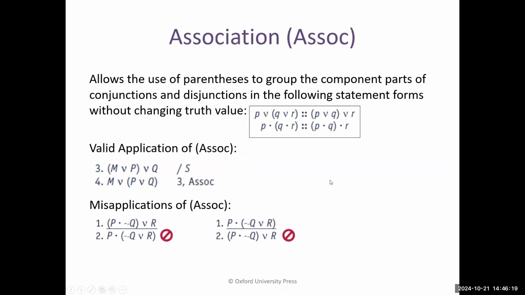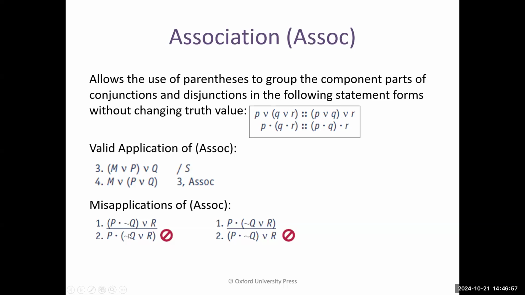Next, association. This has to do with who these statements really want to associate with. Who do they want to be next to? Really it just has to do with this: if you have a series of two wedges or a series of two dots in a row, then there are going to be parentheses, but you can move those parentheses around. So if you've got P or Q or R, then you can move the parentheses so it's P or Q or R. That's logically equivalent. And the same if you've got dots.